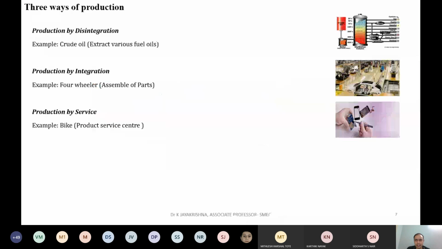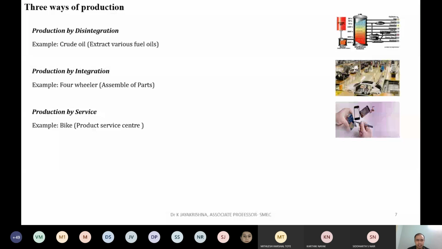So what are the types of production? I call it the three ways of production. The first is production by disintegration. The second is production by integration. The third is production by service. In case of disintegration, the best example is breaking down a component, like crude oil. You studied the fractional distillation column in your chemistry in school days. I break the crude oil into different components using the fractional distillation column in different stages.